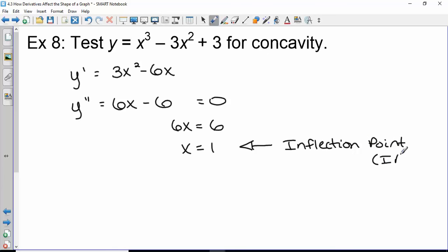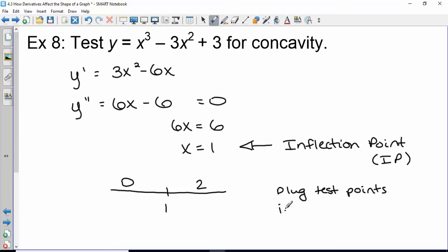From here on out, I'm probably just going to put IP for inflection point. So that's where the concavity might change. Doesn't mean it has to, but it could change there. To test it, we'll just do the sign line. So you need something bigger and something smaller. I need to know if my second derivative is positive or negative, because that's what tells us the concavity. So I am putting these points into this second derivative.